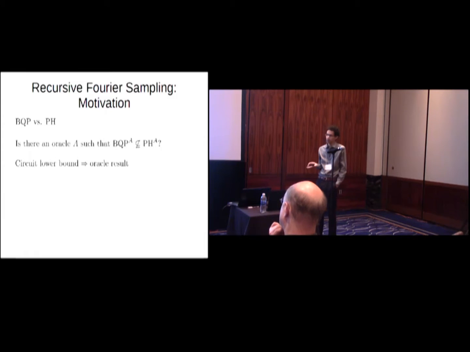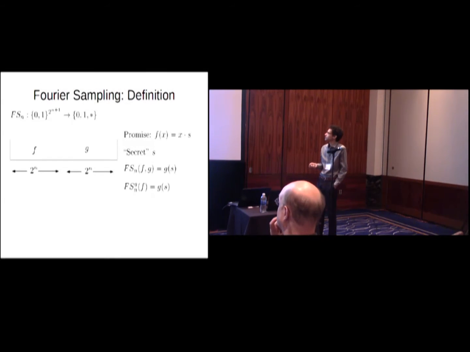Well, my current result is going to fall far short of the necessary circuit lower bound for this. I will still give a new circuit lower bound and some new polynomial bounds. So let me begin by defining the problem, by first defining the Fourier sampling problem.